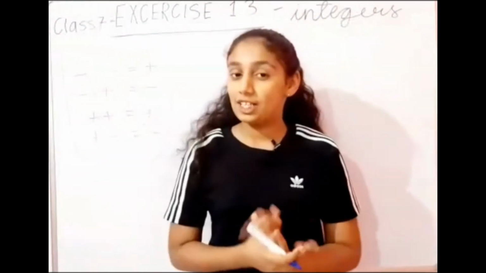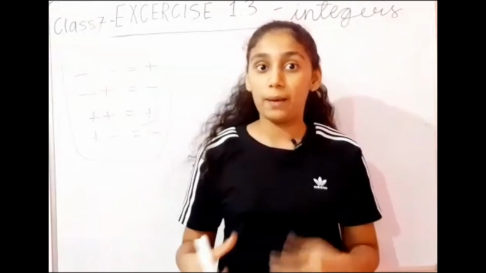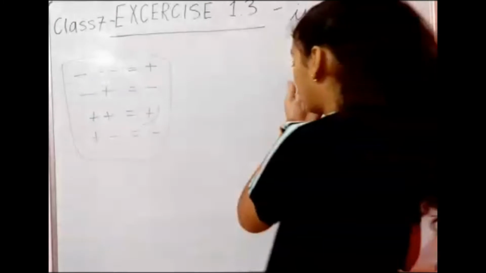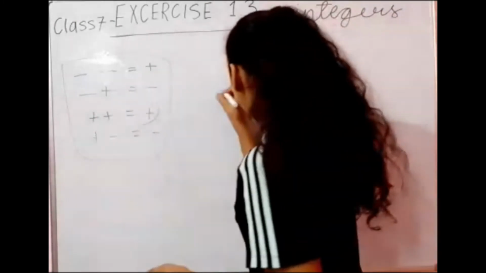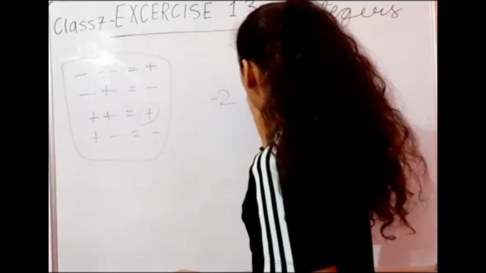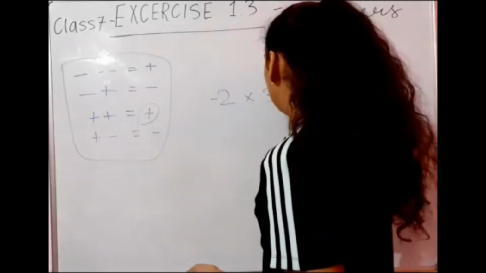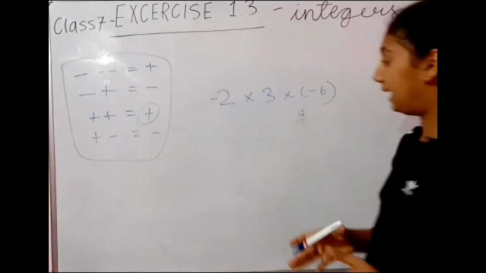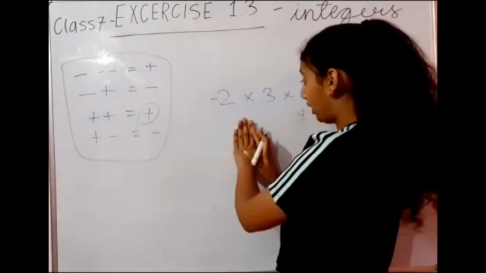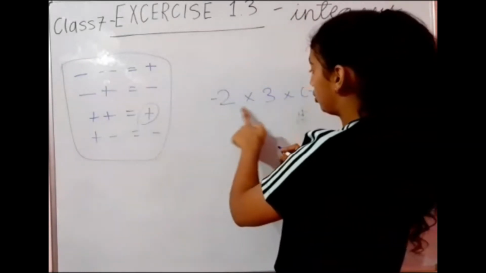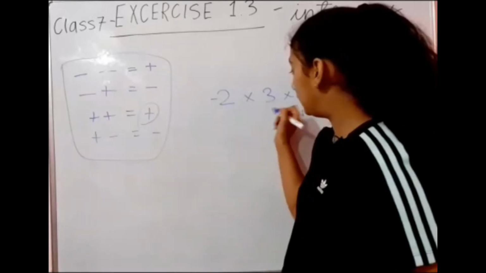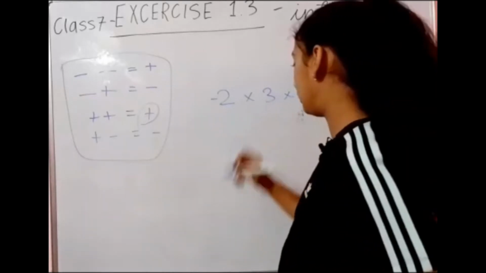Let's do one more example. Now let us learn how we multiply more than 2 integers. Let's take an example: 2 into minus 3 into minus 6. Over here, let's forget the signs. 2 into 3 into 6. 2 3s are 6. 6 6s are 36.